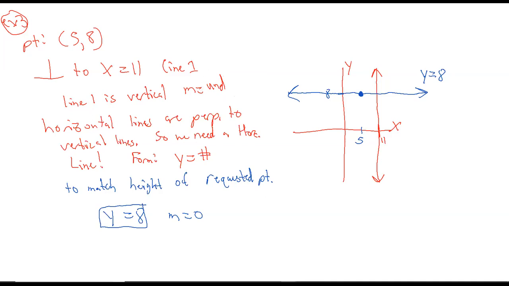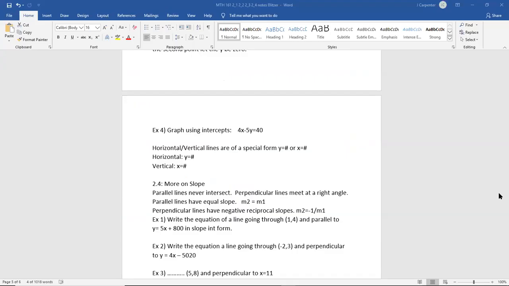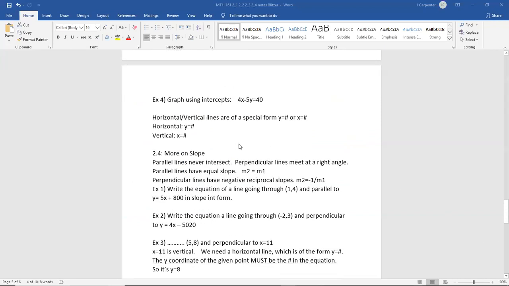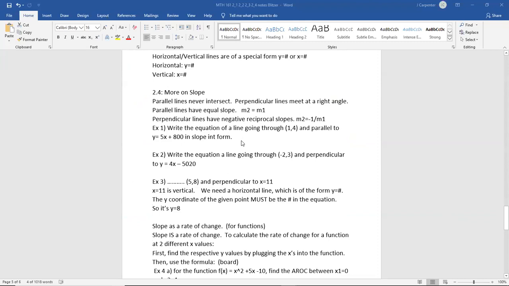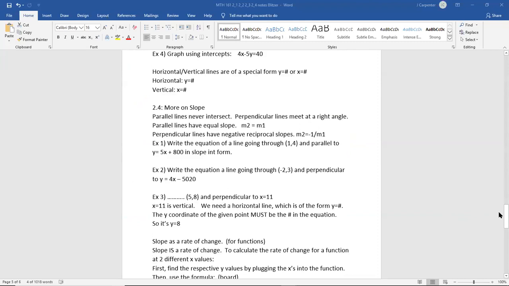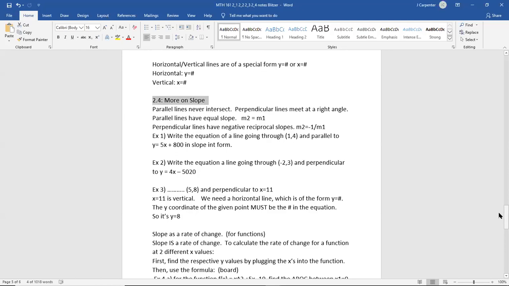All right. So that's example 3. Now we're down here, and you can see the typed up explanation I had here as well.